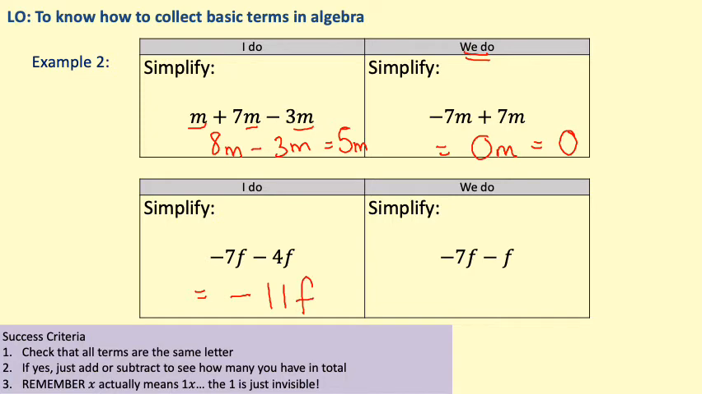Pause the video now and give yourselves 30 seconds to do the next we do. Okay, so we're at negative 7f and we're subtracting another f, another 1f. So we're going to go down the number line to negative 8f. Give yourselves the mark if you got that right.